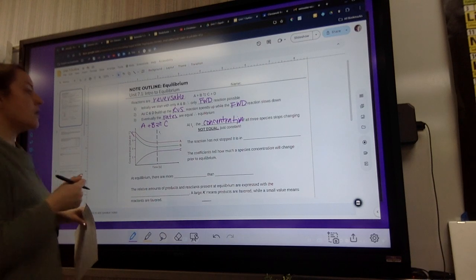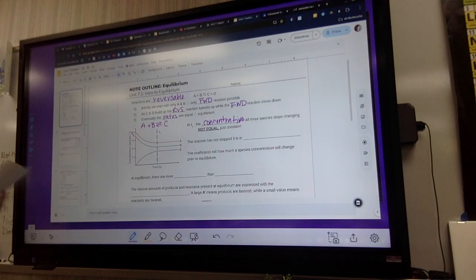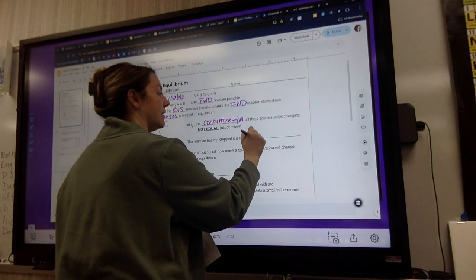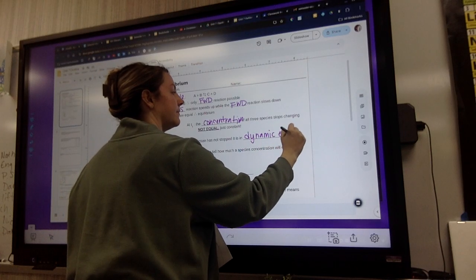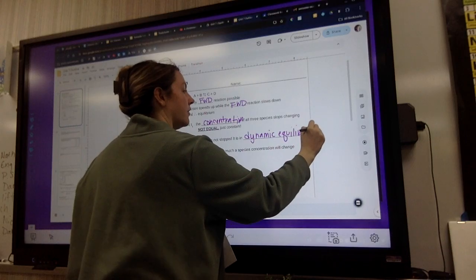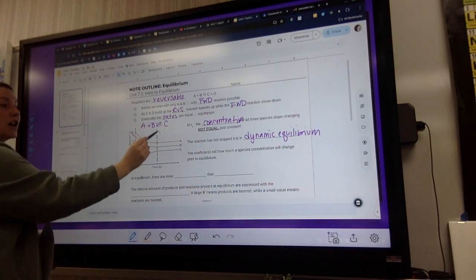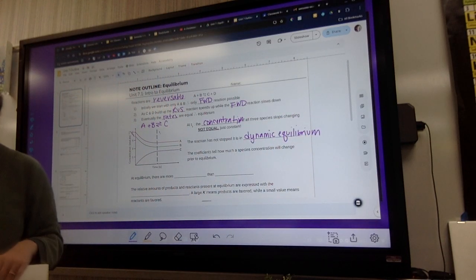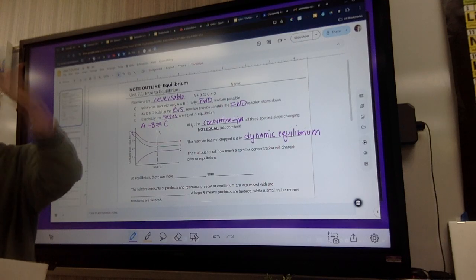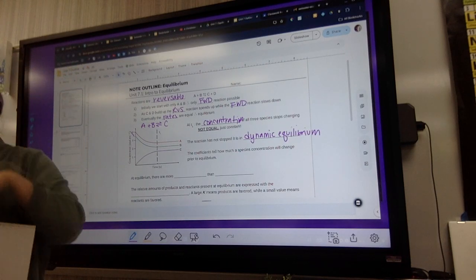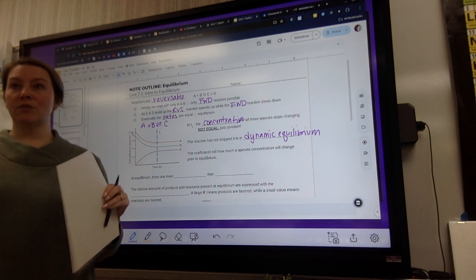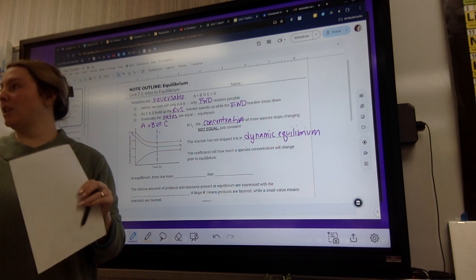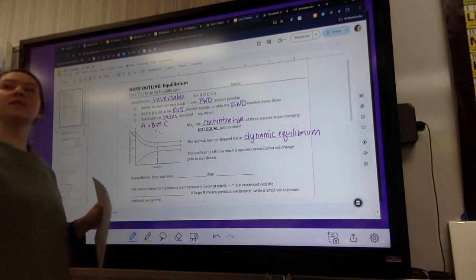Right? Okay, so the reaction has not stopped. It is in dynamic equilibrium. So even though the concentrations are not changing, reactants are still becoming products, products are still becoming reactants. So again, the dollar changing. We're still exchanging dollars, we're just not changing how much money we each have, even though we're still exchanging money.